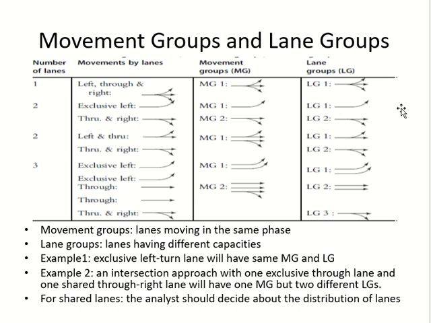We had how many lanes? 2. We put them in one movement group, right? Because there was a shared movement. Can we put them in the same lane group? No. Because the movement from this lane is different. There's a left turning, so it will have a different capacity than the lane which has straight and right. Clear? So we have to make them into 2 lane groups.